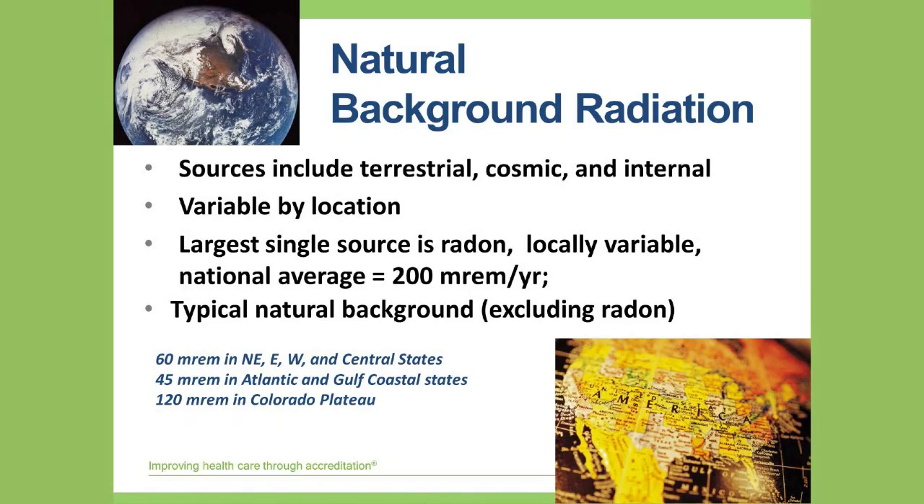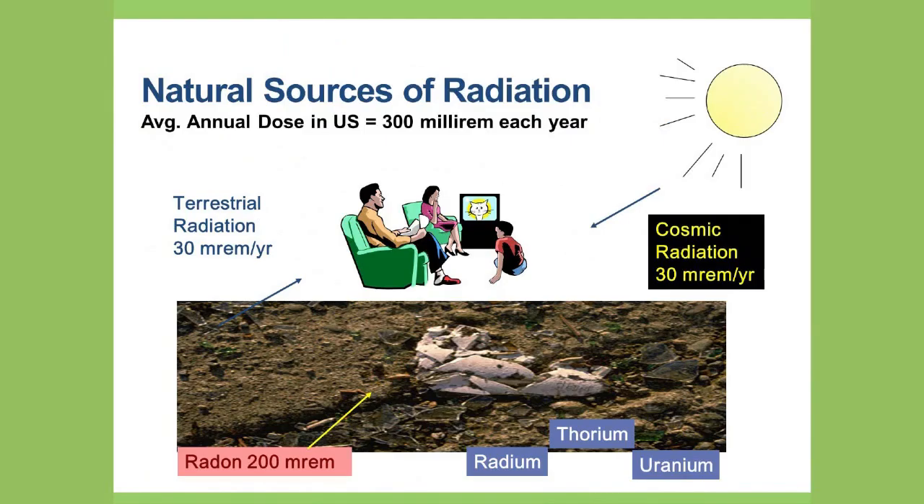Our typical natural background radiation, excluding radon, so we had 200 any of these, would be about 60 millirem in the Northeast, East, and West and Central states. Go about 45 in the Atlantic and Gulf Coast states, and much higher, like in higher elevations like Colorado and the Colorado Plateau, about 120 millirem, plus our background from radiation on top of that, from radon rather, on top of that. And again, this is just another slide illustrating it, that we have cosmic, terrestrial, and internal sources.